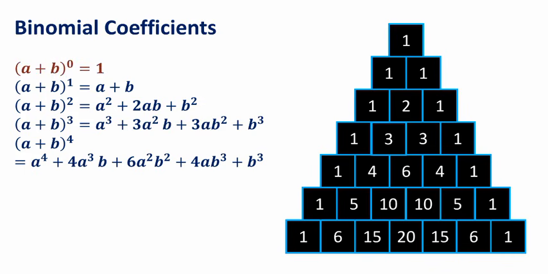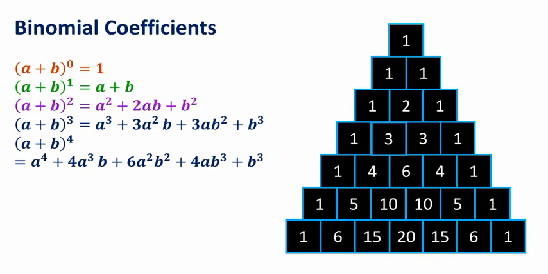Note that the expansion of (a+b)^0 is equal to 1. It has only a single term. The expansion of (a+b)^1 is equal to a+b. It has 2 terms and the coefficients of these terms are 1 and 1.